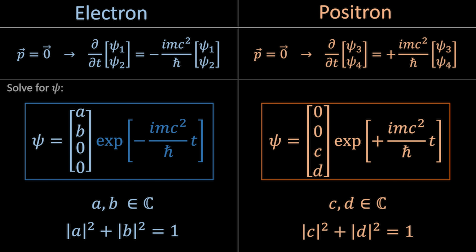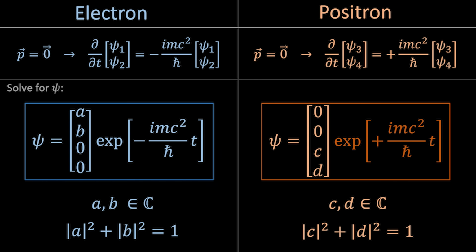It's just a unit-length exponential that's vibing in time with the frequency of the mass energy of the particle divided by h bar. Likewise, there are solutions for which psi1 and psi2 are 0, while psi3 and psi4 are non-zero. And those are the positron solutions. So you can write them as (0, 0, C, D), for some arbitrary complex numbers C and D, times the exponential of i mc squared over h bar times time.